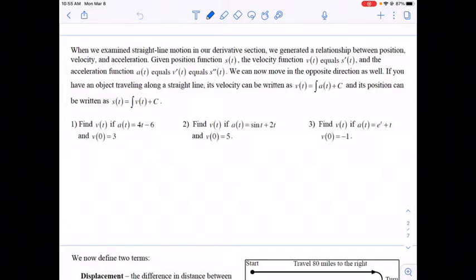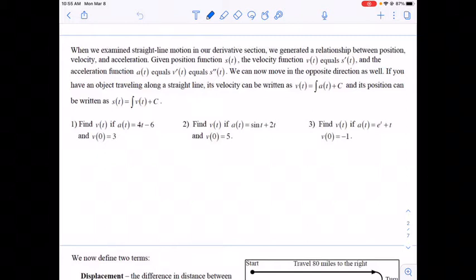Now, we can move in the opposite direction as well. You can have an object traveling along a straight line. Its velocity can be written as v of t is equal to the integral of a of t plus c. And its position can be written as s of t, the integral of the velocity function of t plus c. So let's take a look at these first problems here.